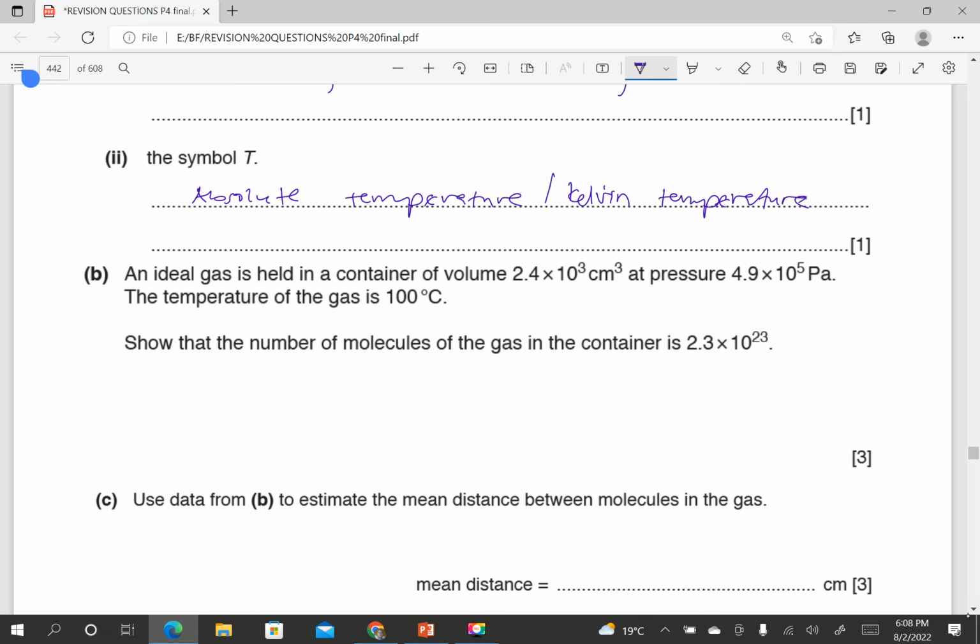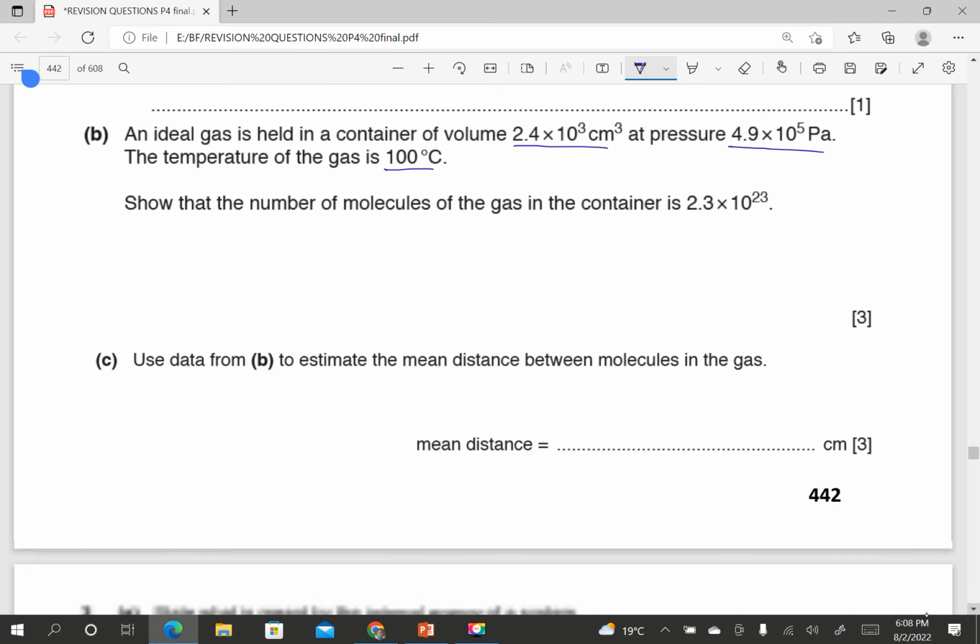An ideal gas is held in a container of volume 2.4 times 10 power 3 centimeters cubed at a pressure of 4.9 times 10 power 5 pascals. The temperature of the gas is 100 degrees Celsius, that is 373 Kelvin. Show that the number of molecules of the gas in the container is this. That is very easy. First of all, we know that PV is equal to nRT. And we know that the number of moles is the number of molecules divided by Avogadro's number, times R times T. Because Avogadro's number, R, T, P and V are all known, that is enough for me to find N. Alternatively, you can replace R over Na with k if you want. But let me stop at that point.